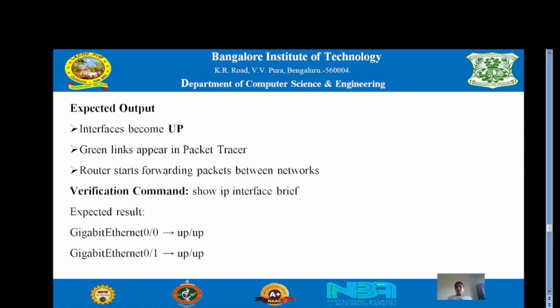We verify the interfaces using show ip interface brief. If everything is correct, both interfaces should display up, and the green links in Packet Tracer also indicate successful connectivity.